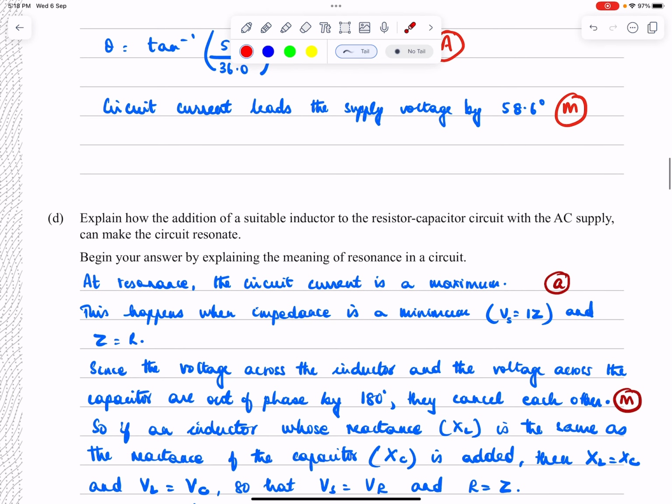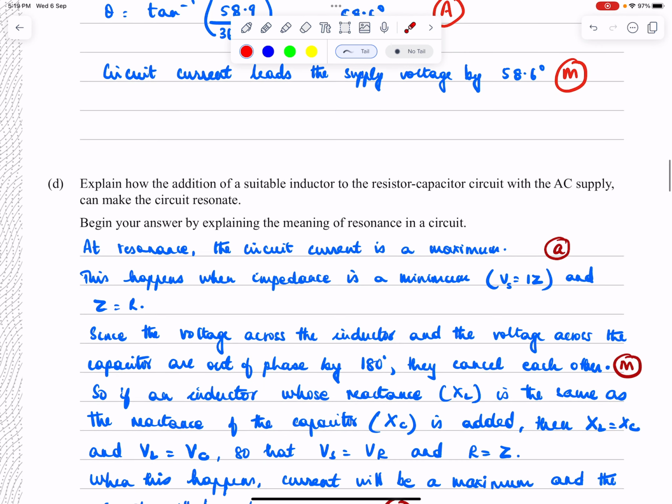Now, next part. Explain how the addition of a suitable inductor to the resistor capacitor circuit with the AC supply can make the circuit resonate, and begin your answer by explaining the meaning of resonance in the circuit. So first of all, resonance is when your circuit current is a maximum. If you've just said that much, you get your achieved. Now, when does this happen? It happens when the impedance is a minimum and Z is equal to R.